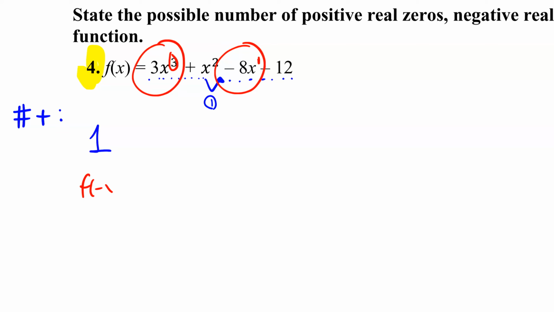So f of negative x, this is how we count for our negative real roots. I had a positive 3x cubed first, so now I'm going to change the sign, so it's negative 3x cubed. I'll leave the next term, x squared, because that's an even exponent. 2 is even. And then the negative 8x, I have to now change the sign, so it'll be positive 8x. And then I have a negative 12, and I leave it alone as negative 12.